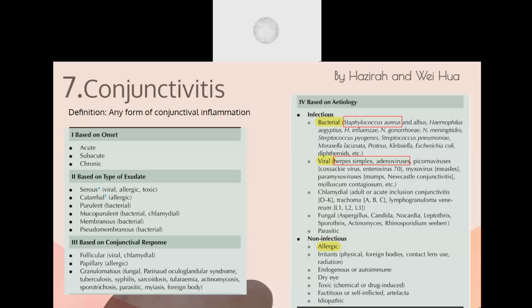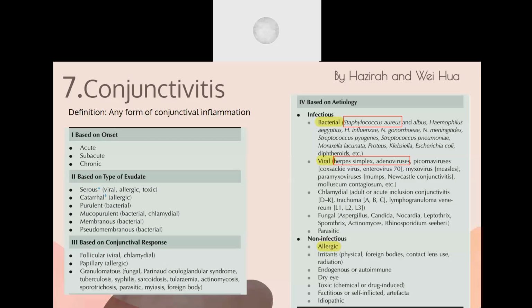Based on the type of exudate, which is important because it is linked to the etiology: serous is watery discharge, and it could be viral, allergic, or toxic in origin. Catarrhal, which is more viscid but still clear, is allergic in origin. Purulent is bacterial, and mucopurulent is linked to bacterial and chlamydial discharge. Membranous and pseudomembranous is the severe form of bacterial conjunctivitis, due to the coagulation of fibrin on the conjunctival surface.